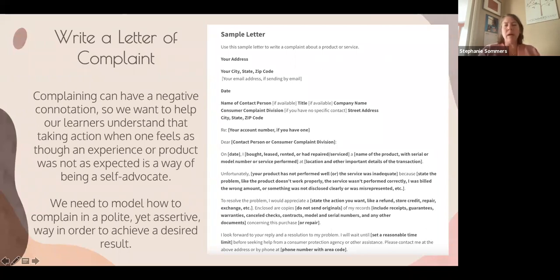It could be an email. They could practice sending an email to you about something they maybe didn't like at school, or even just a suggestion, if it made them more comfortable, a suggestion for an improvement maybe. Could be a way to practice this in class.